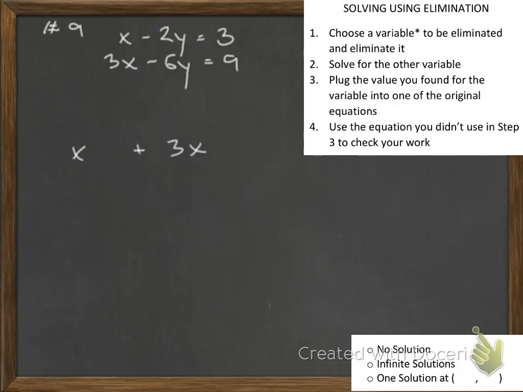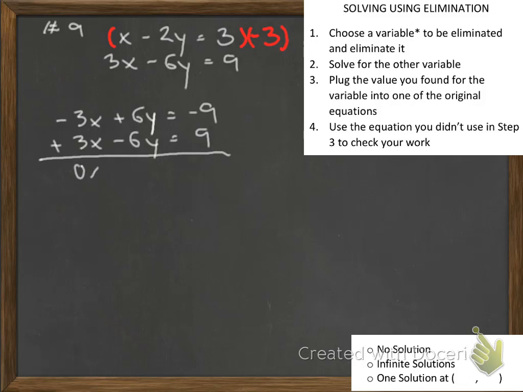So again, right now if I add x and 3x, I clearly don't get 0x. So I'd have to put a 3 here, and then I would have to make it negative, so that negative 3x plus 3x equals 0x. So that means this whole equation needs to get multiplied by negative 3. When we do that, we get negative 3x plus 6y equals negative 9. So let's bring the other equation down below that, and then we will add them together.